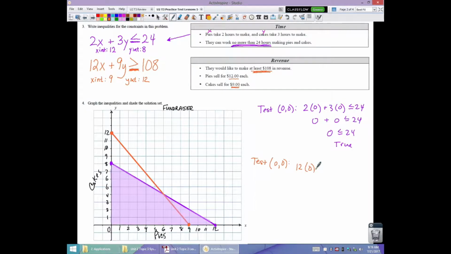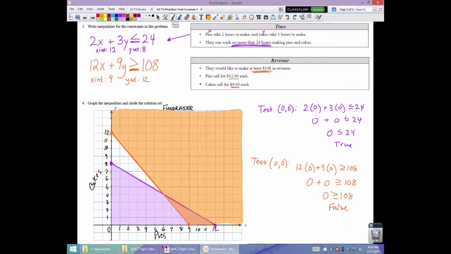12 times 0 plus 9 times 0 is greater than or equal to 108. So 0 greater than or equal to 108. Well, that's absolutely false. So (0, 0) cannot be shaded this time. That means I must shade above the orange line, away from the (0, 0).